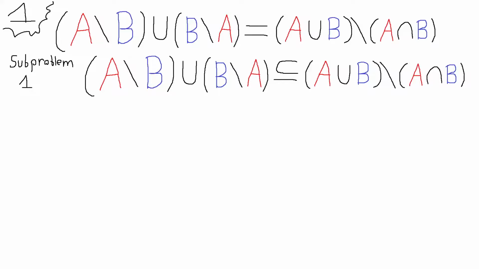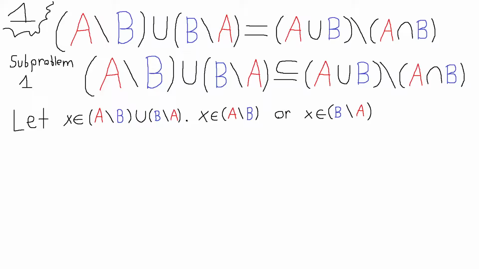So now we tackle the first subproblem. Let x be an element of the left side. Our end goal is we want to show that this element x is also an element of the right side. First, we see we have 2 cases to deal with, based on whether x is an element of the complement of B in A, or if it's an element of the complement of A in B.